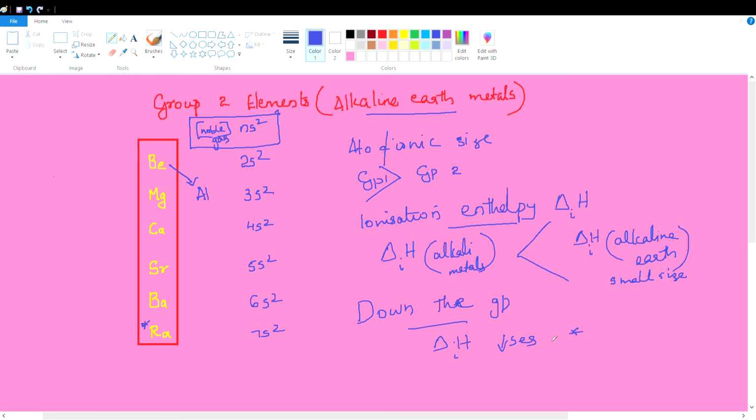Down the group atomic size increases, and nuclear attraction on the valence electron decreases. As the distance from the nucleus increases, nuclear attraction on the electron decreases. Therefore, ionization enthalpy decreases down the group.